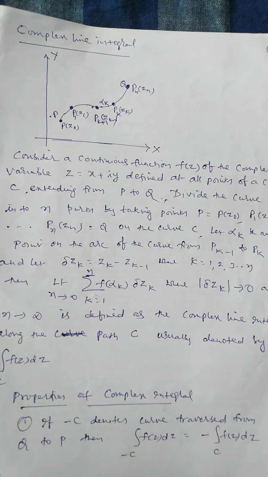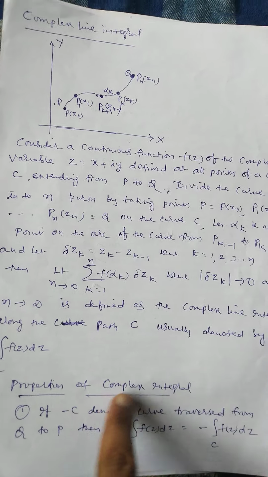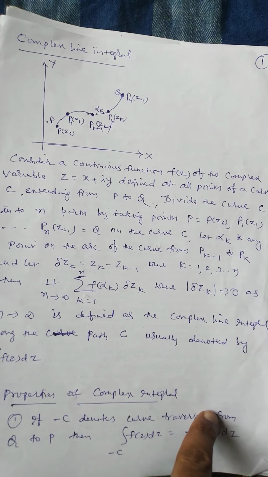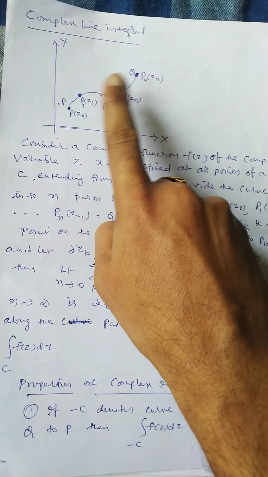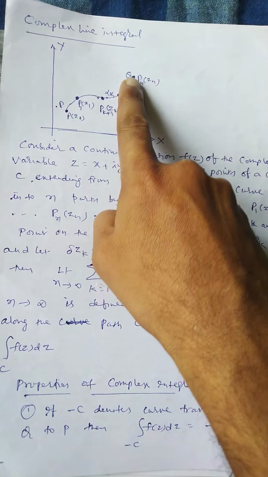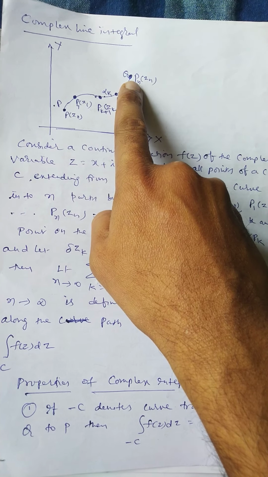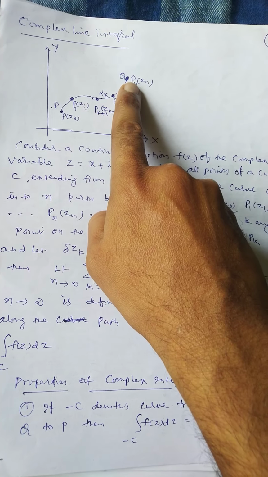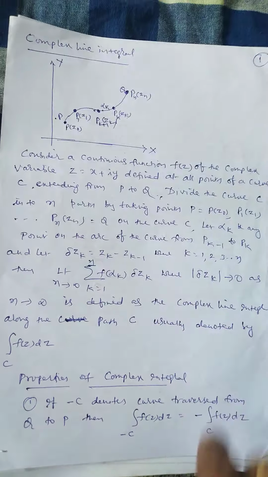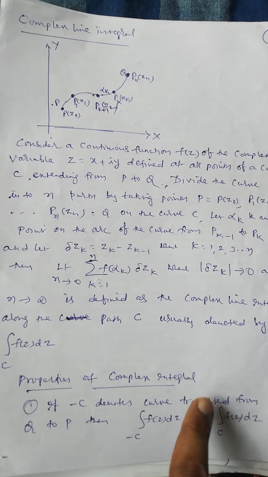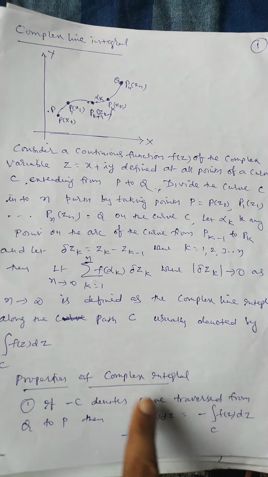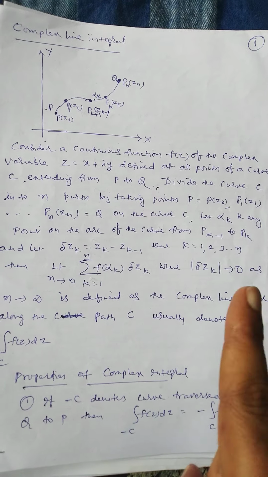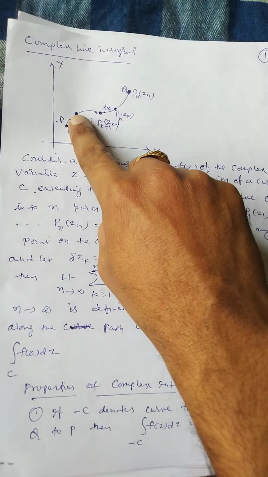Properties of complex line integrals. Usually c denotes the path from P to Q. Obviously minus c denotes the path traversed from Q to P. So integral over minus c f of z dz is minus of integration over c f of z dz, where c is traversed from P to Q and minus c is negative, from Q to P. Like this we have a second property.